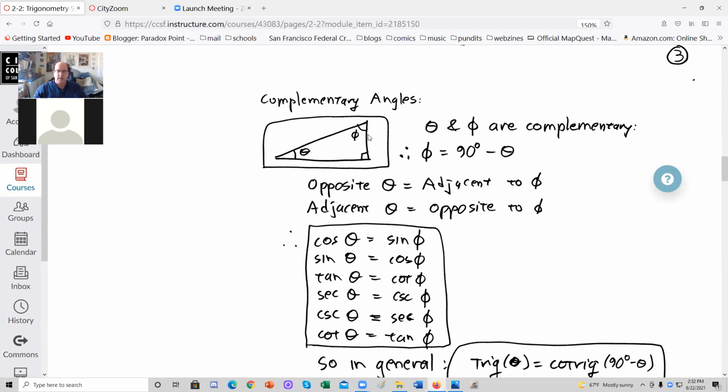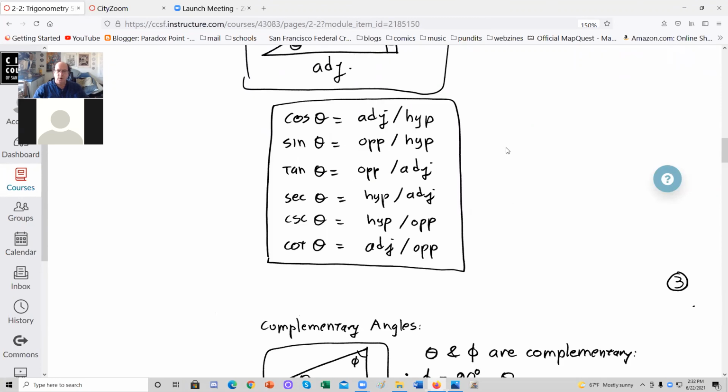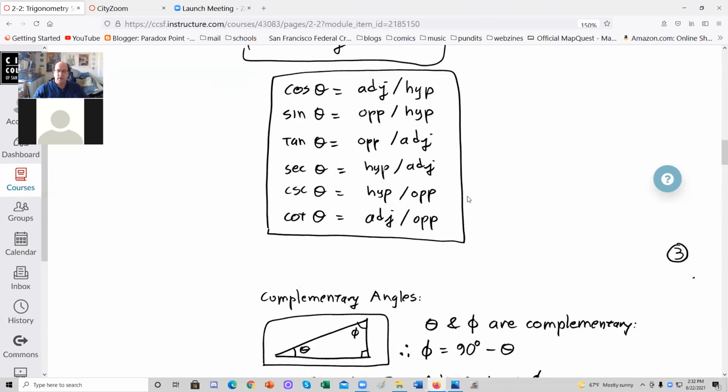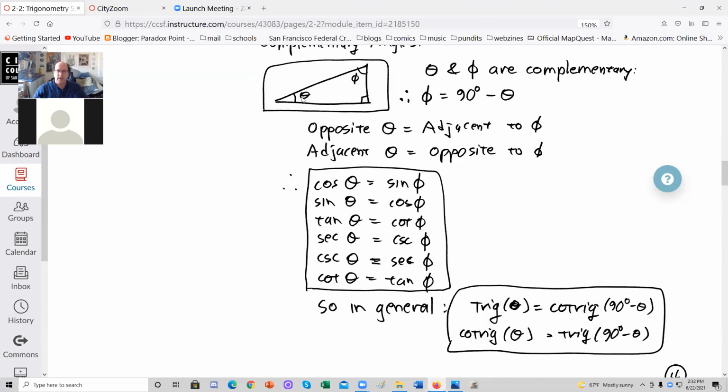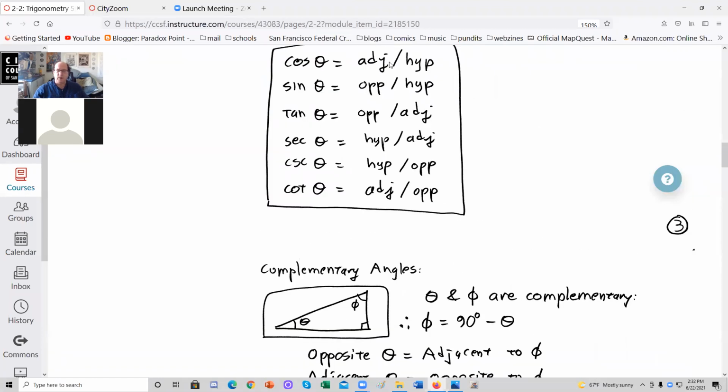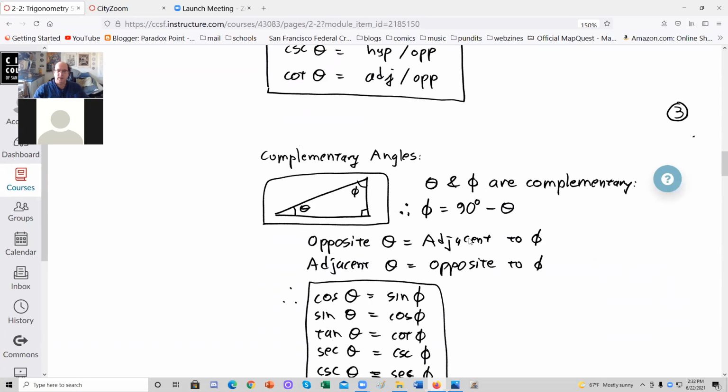Furthermore, opposite theta is adjacent to phi, and adjacent to theta is opposite to phi, but they have the same hypotenuse. Therefore, if you go back to here and switch adjacent and opposite throughout, you get that the cosine of theta is the sine of phi, the sine of theta is the cosine of phi, the tangent of theta is the cotangent of phi, the secant of theta is the cosecant of phi, the cosecant of theta is the secant of phi, and the cotangent of theta is the tangent of phi. Again, it's because we swap around adjacent and hypotenuse throughout.